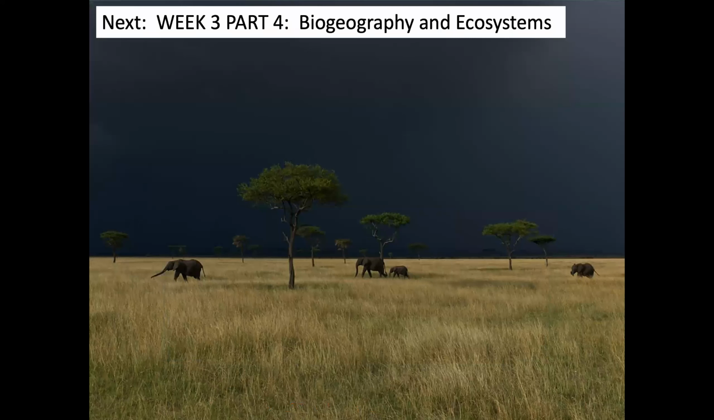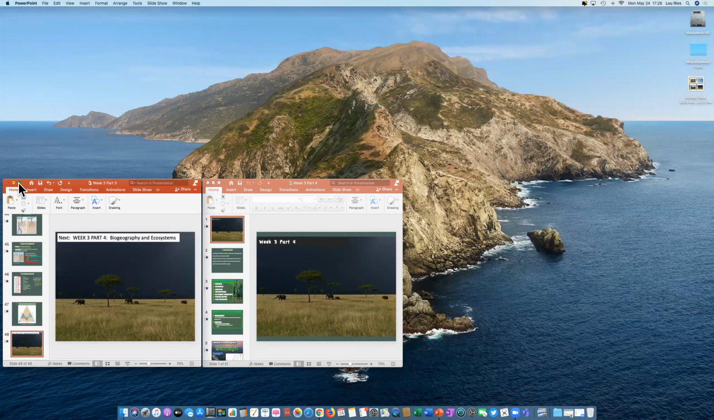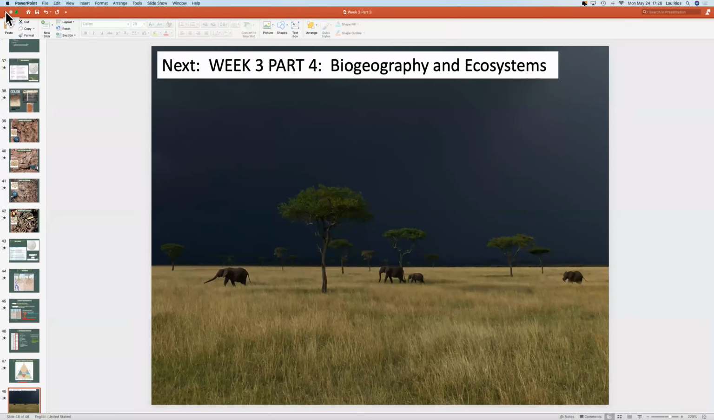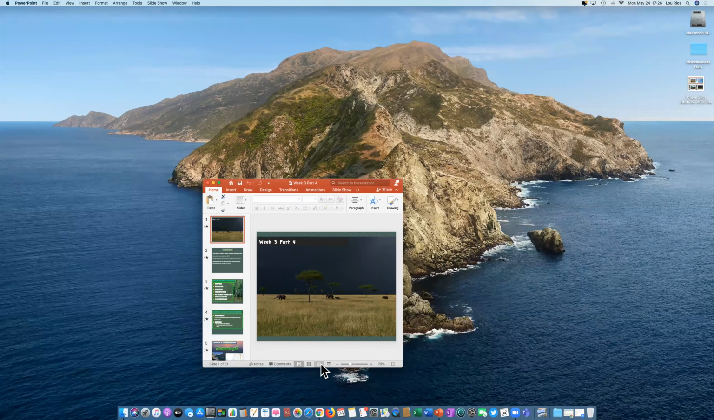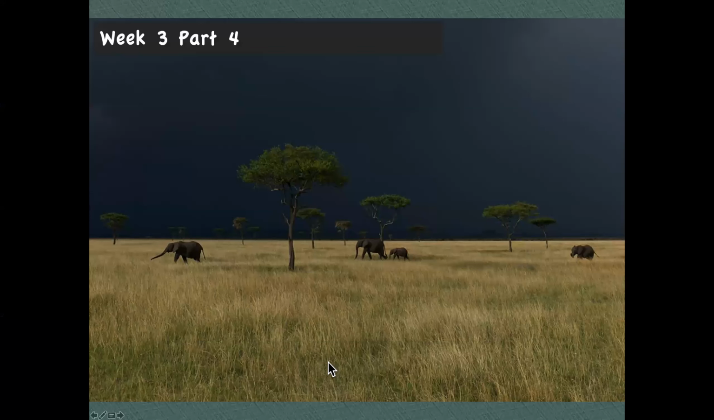And that brings us to the next part, which will be part 4, biogeography and ecosystems. So this part here, this is an image. I love this picture. This is from the African Savannah, thunderstorm in the distance. Notice it is an Aw climate. There are a few trees, but it's mostly grass. So this area gets rainfall, but there's a significant part of the year where the climate here is very dry.